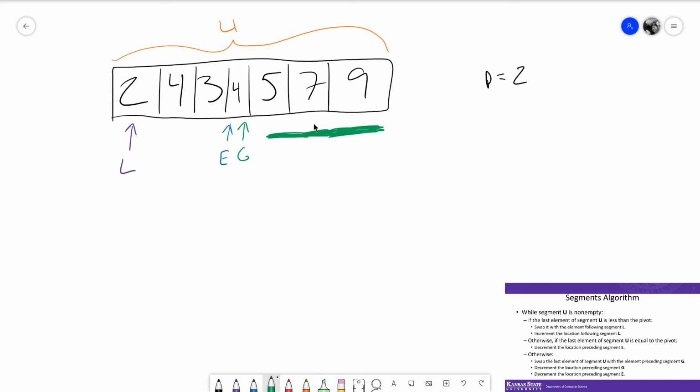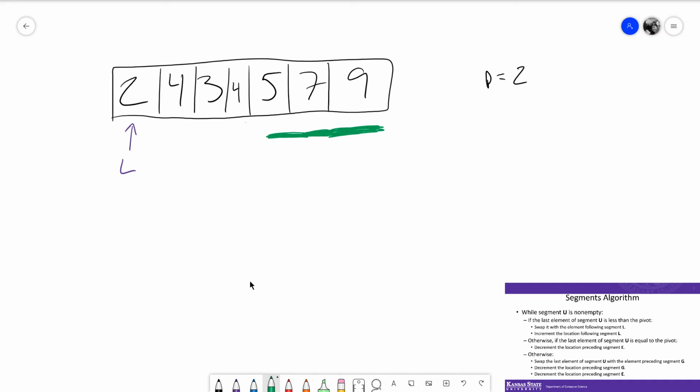4 is greater than the pivot, greater than again, so we can shift that down. And again, every time our U gets decreased, our U is slowly working its way backwards through our unknown segment. Now, just to skip ahead a little bit, we can guess that everything here is less than the pivot.